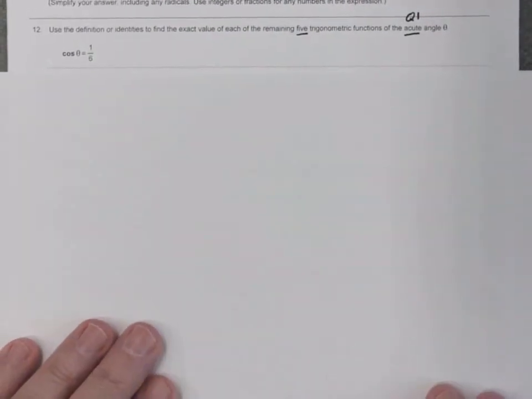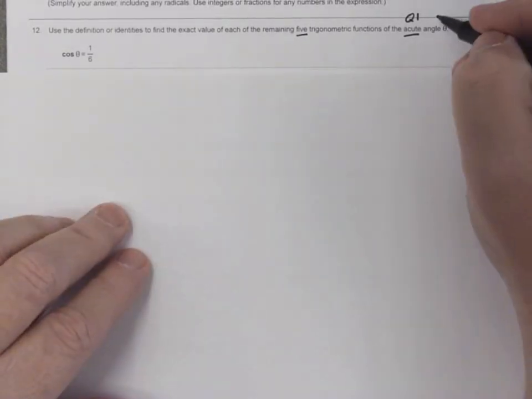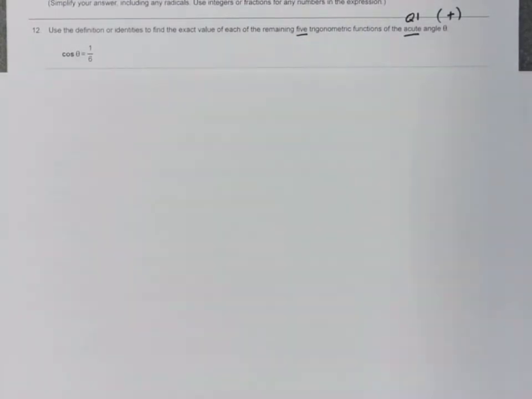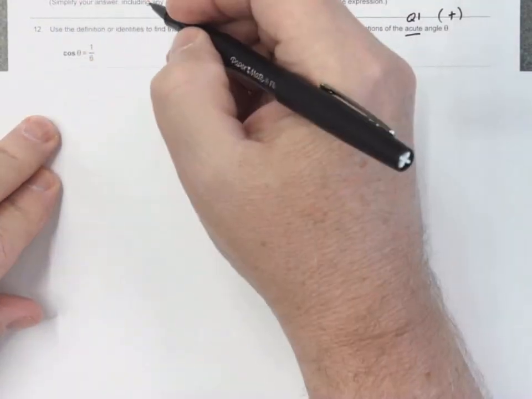That becomes important because later on we will probably have problems where the angle is not in quadrant 1. We have to know the quadrant of the angle because that's going to determine whether our answers are positive or negative. Since we're in quadrant 1, all the answers are positive. So I don't really have to worry about that for this problem, but later on I do have to worry about the quadrant.